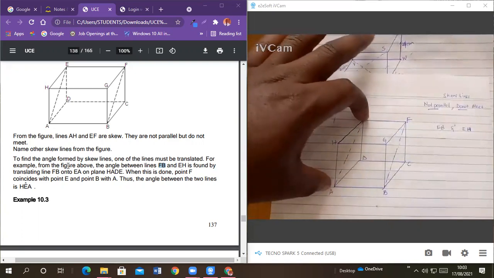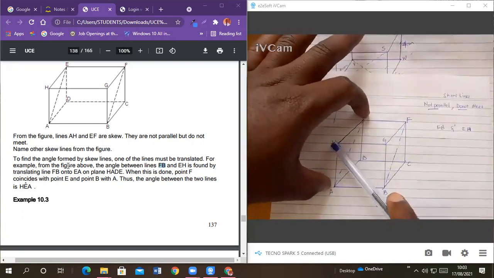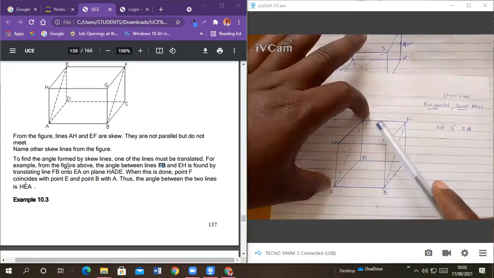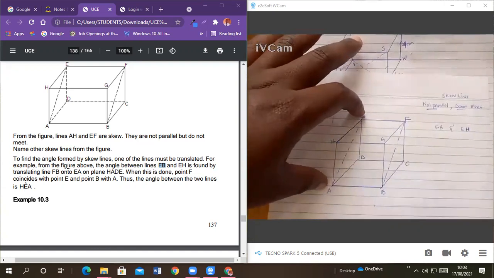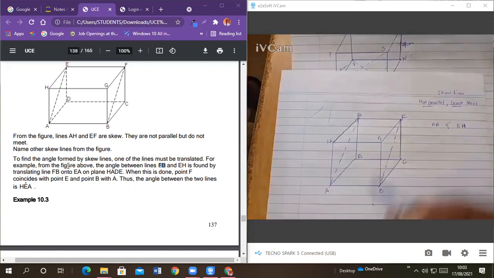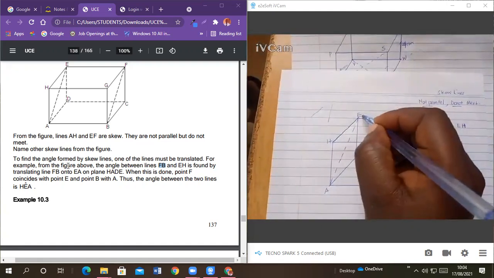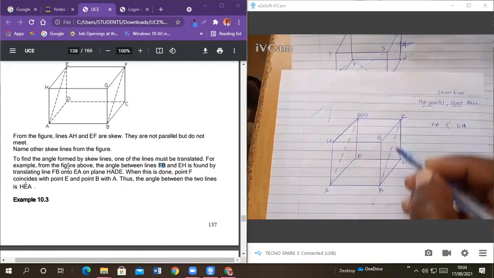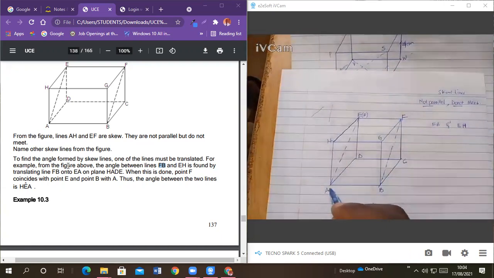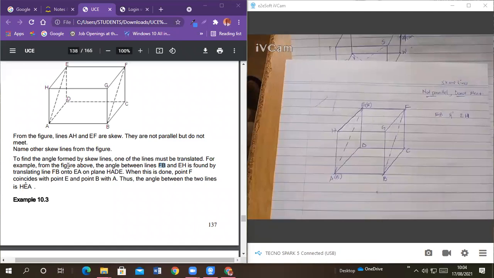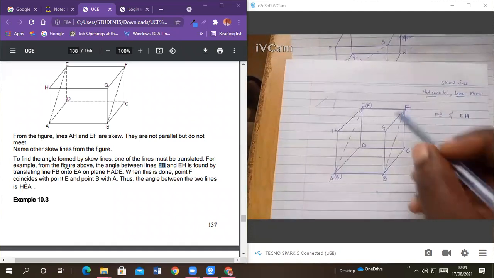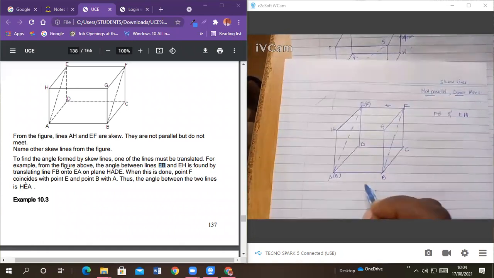Now, once we put it there, it means that the line HE will have a common point with FB, because FB will be here. So let us try and shift that and we see. So I'm going to put F here, meaning I've shifted F there, and I'm going to put B here, meaning that I've shifted B to that point. So we have shifted the F to that side, and we have shifted the B to that side.